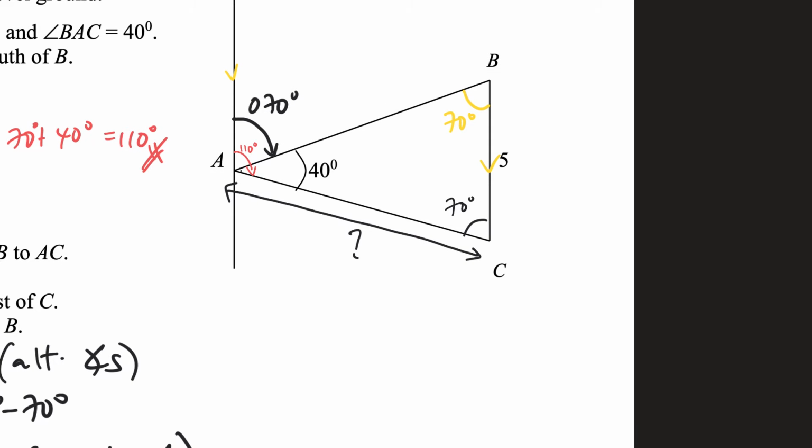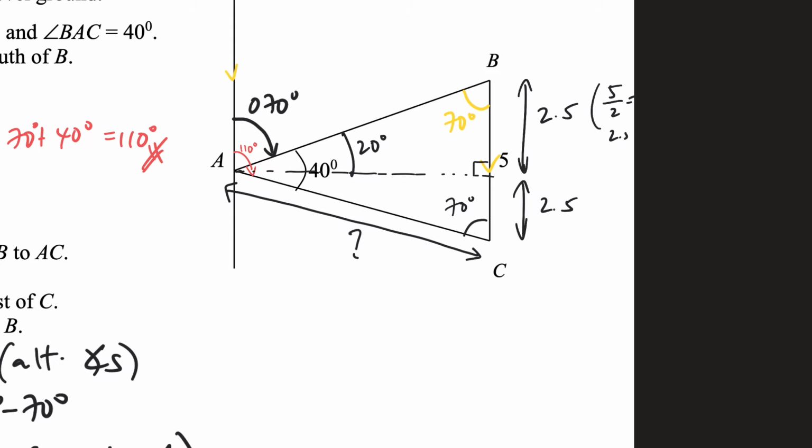That means I can drop a perpendicular here, and it will divide this triangle into two. Now you might be tempted to just drop it and assume that it's equal, but it's not enough. You must first show it's an isosceles triangle. Then you know you can drop a perpendicular, and therefore, since it's an isosceles triangle, this is 20 degrees. And since BC is 5, this is 2.5 and this is 2.5, which is just 5 divided by 2, equals 2.5.